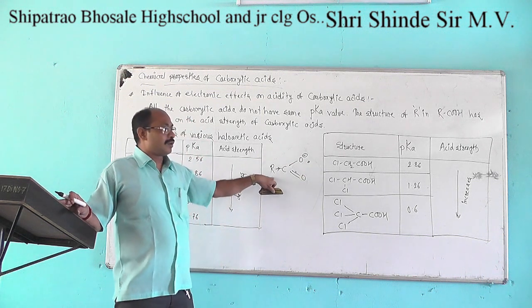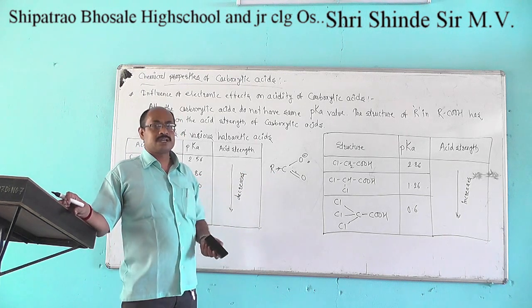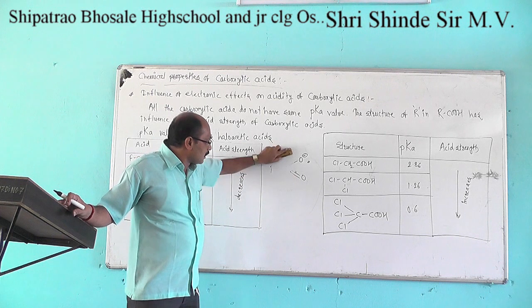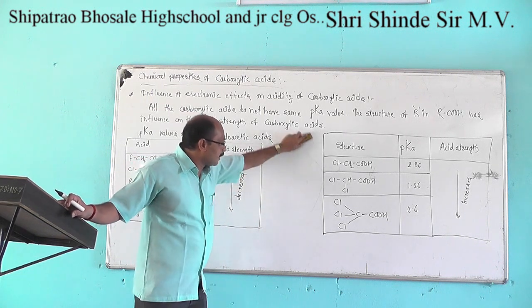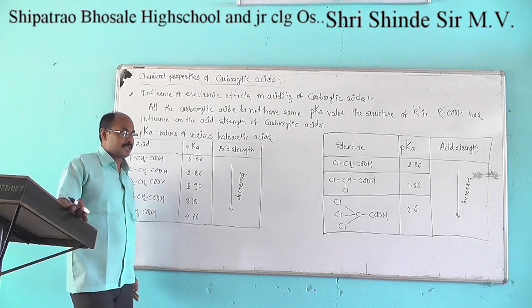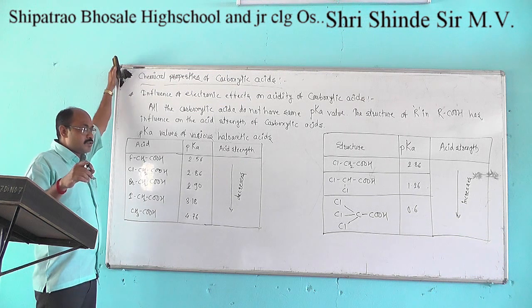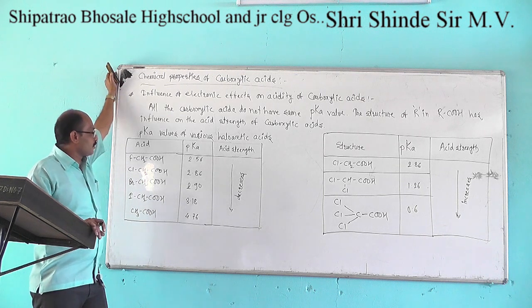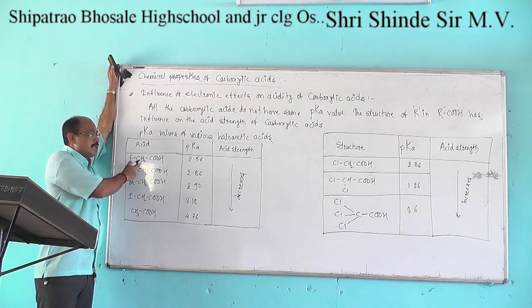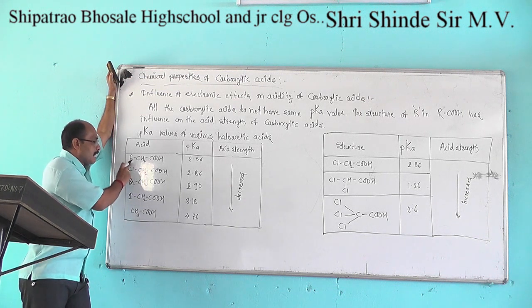So alkyl groups, or electron donating groups, influence the stability of the acids. They make the acids more unstable. But when we have stronger electron withdrawing groups, like halogens, on the alpha carbon of the carboxylic acid, the effect is different.